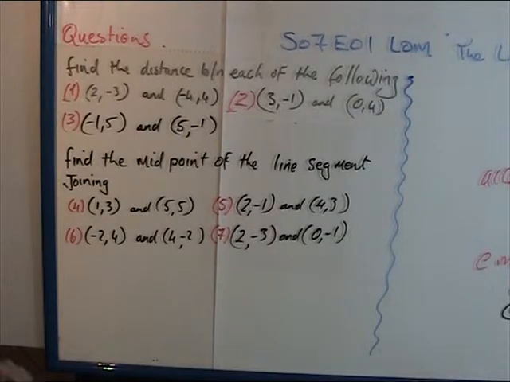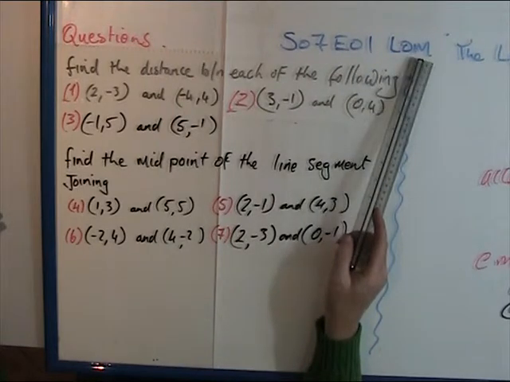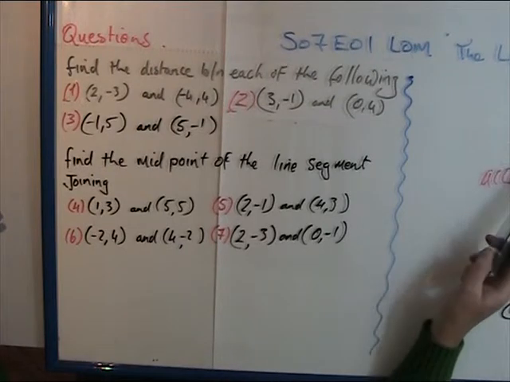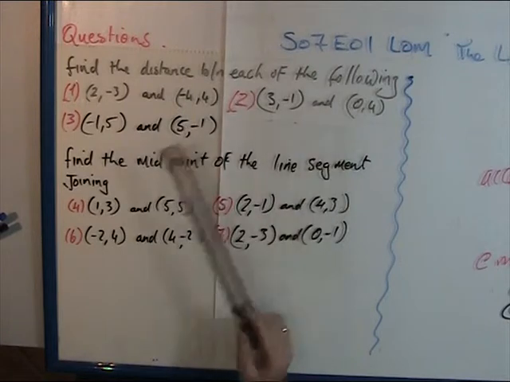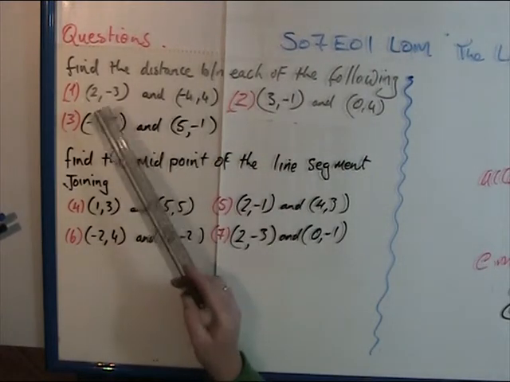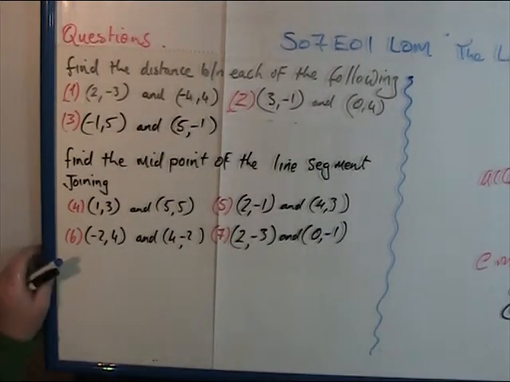Right, now today we're on Series 7, Episode 1, Leaving Cert Ordinary Level Maths, and it's the coordinate geometry of the line, and it's on Paper 2. Now here are a couple of questions. Find the distances and find the midpoint of the line segment. So find the distance between these two. Okay, so it seems okay.